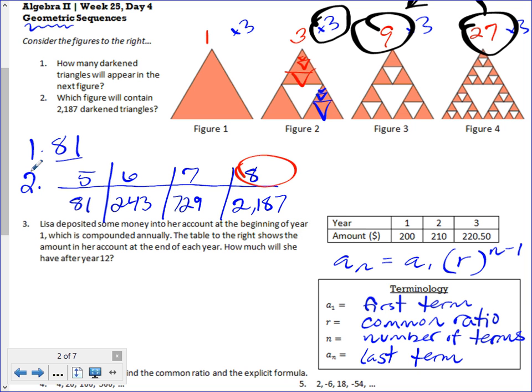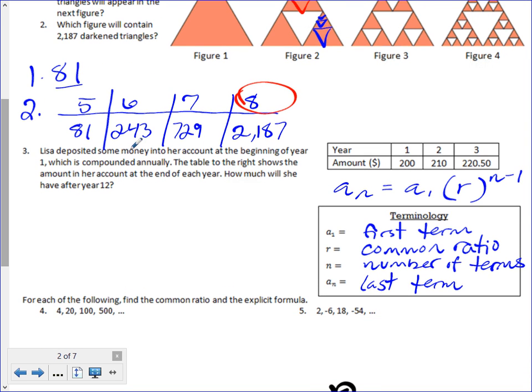So look at this problem here. Lisa deposited some money into her account at the beginning of year 1, which is compounded annually. The table to the right.